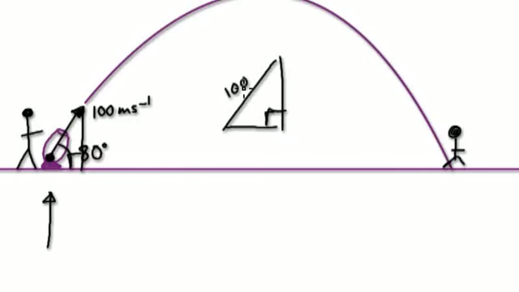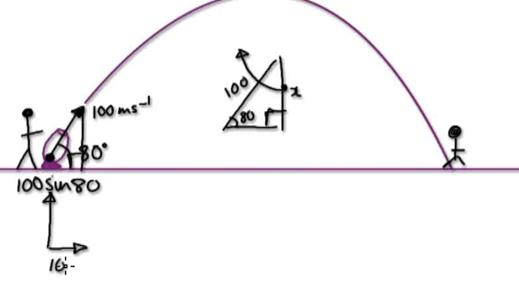This here is 100, the hypotenuse. The angle here is 80. So you want to know this here. So this would be a sine. So it would be 100 sine 80. And then this here would be what? It would be 100 cos 80. Okay, so now we can visualize the cannonball being fired vertically upwards at 100 sine 80.